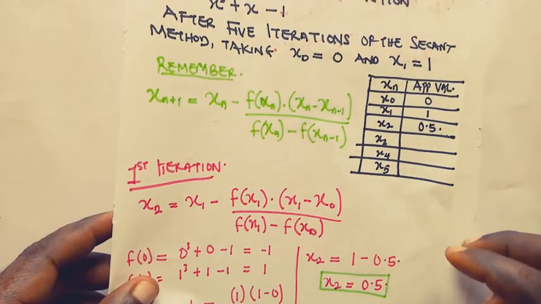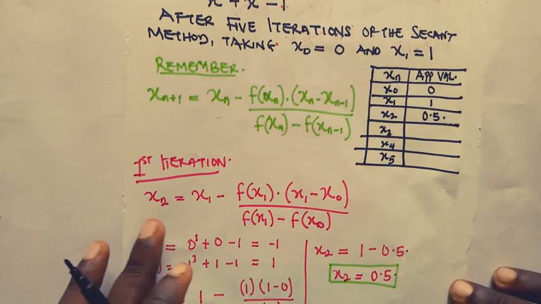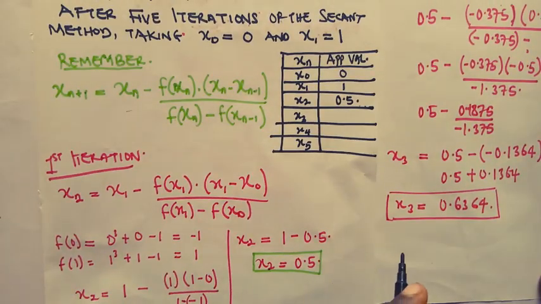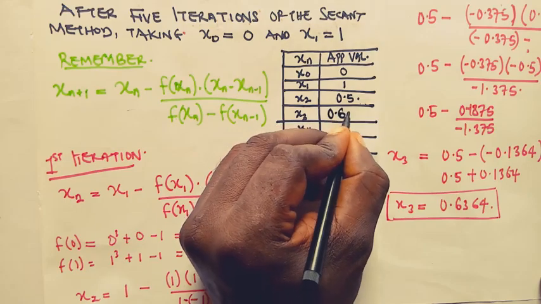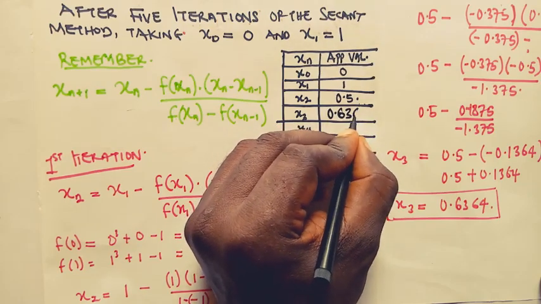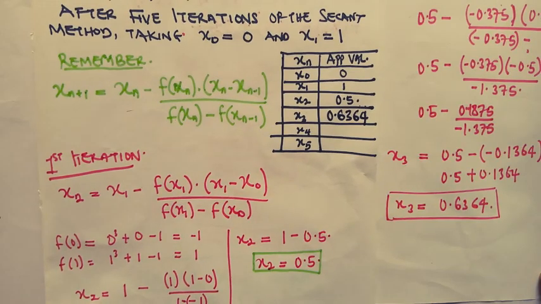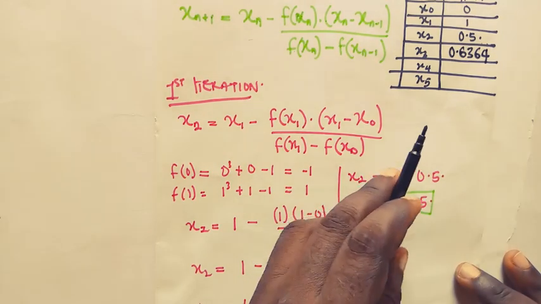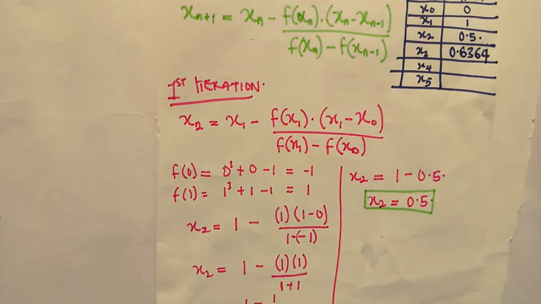So remember our little value table, we have the value of x2 to be 0.5 and the value of x3 to be 0.6364. So I'm going to have you pause the video for a while to see if you can figure out the value of x4 and x5. Then we come back to see the value.